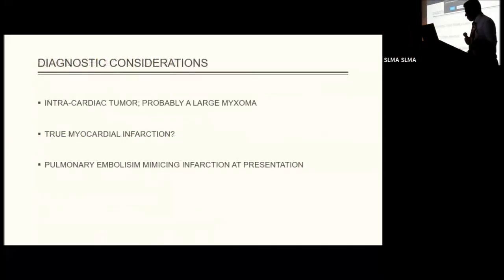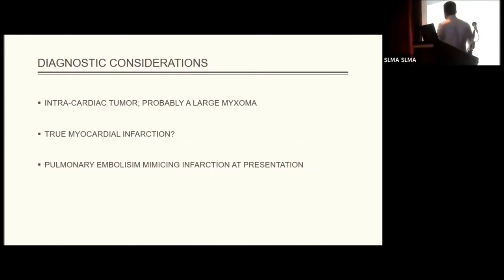The pulmonary infarction was probably from a pulmonary embolism. This was part of the myxoma, which has taken off. So, diagnostic considerations in this patient: there is no ruling out an intracardiac tumor, probably a large myxoma. Myocardial infarction, possible or not possible.